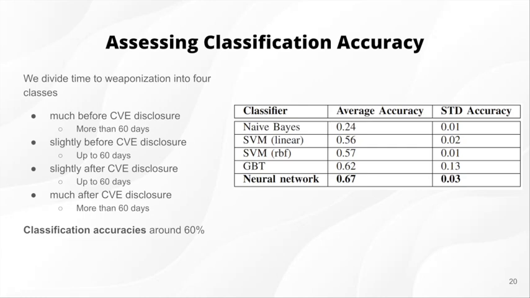In this simplest case, we consider 4 classes. One class in which the vulnerability had its time to weaponization much before CVE disclosure, slightly before CVE disclosure, after CVE disclosure, much after CVE disclosure. So given these classes, we then compute for each class the corresponding CDF of time to weaponization.